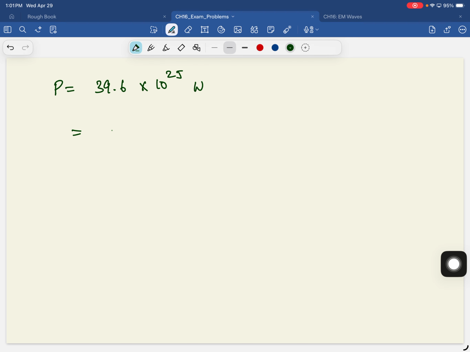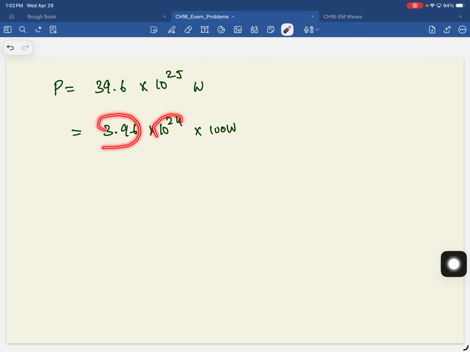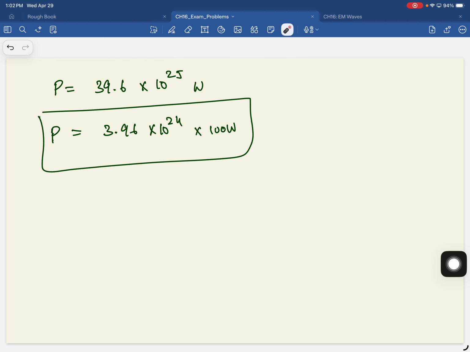Okay, let's write it like this. We'll borrow 100 from here. So this is 3.96 into 10 to the 24 into 100 watts. So this is 4 trillion 100-watt bulbs. So the power of the sun is 4 trillion 100-watt bulbs. Yeah, that's how bright the sun shines.